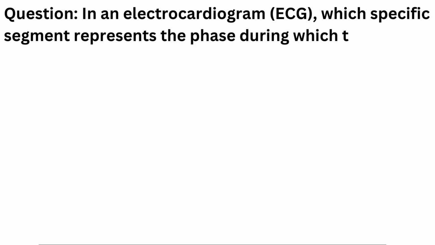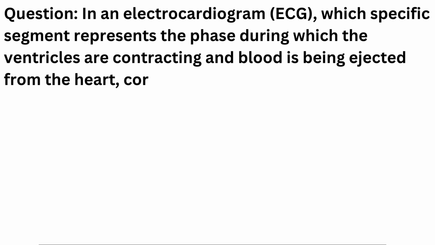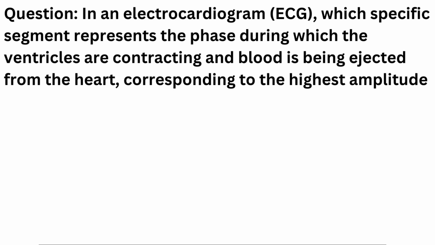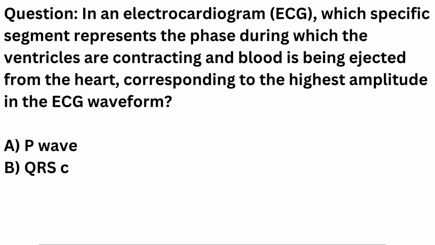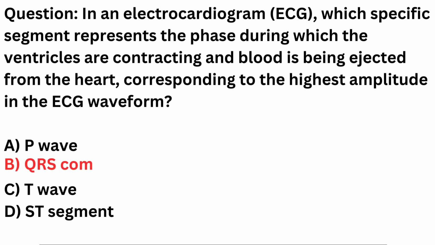Question. In an electrocardiogram, ECG, which specific segment represents the phase during which the ventricles are contracting and blood is being ejected from the heart, corresponding to the highest amplitude in the ECG waveform? A. P wave. B. QRS complex. C. T wave. D. ST segment. Correct answer is B. QRS complex.